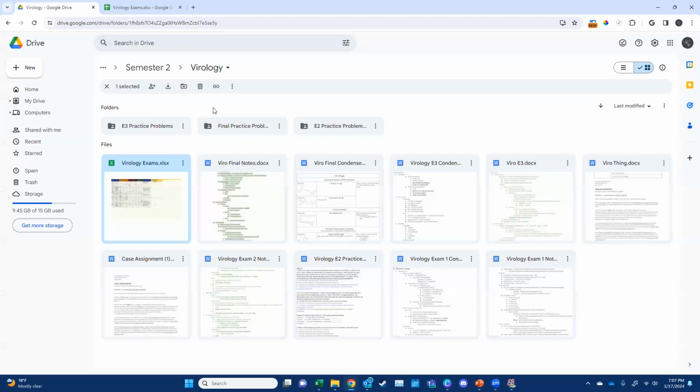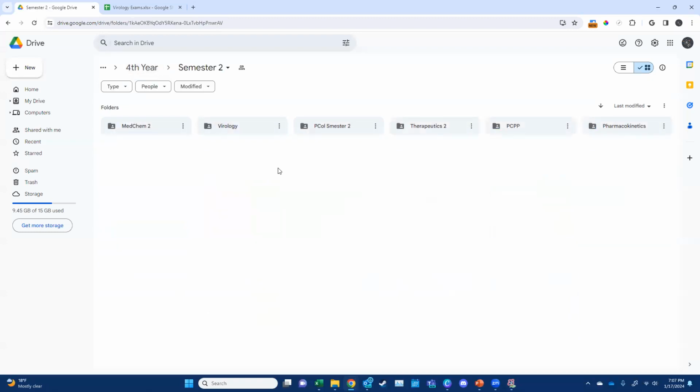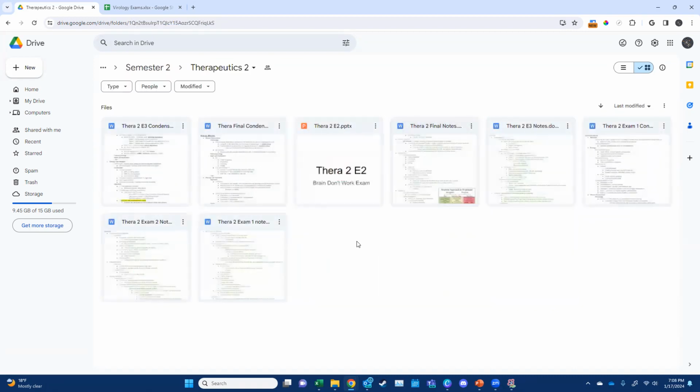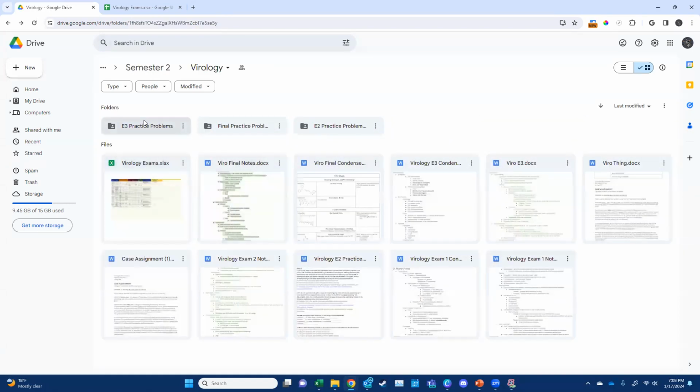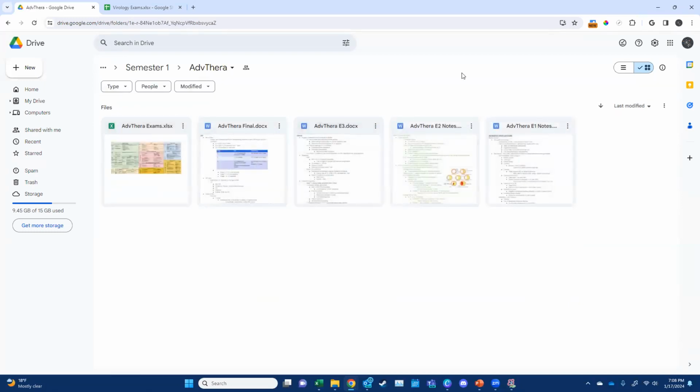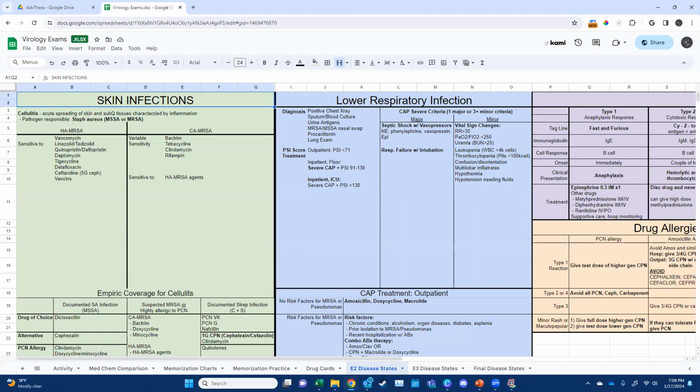In terms of PCOL, oh, I don't know. Thera. Did I start doing it in Thera? Or maybe I started doing that fifth year. Let me double check. Oh yeah, that was fifth year. Okay, never mind. But this virology one is here for you to use as we go through that.